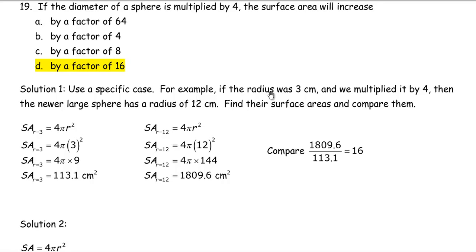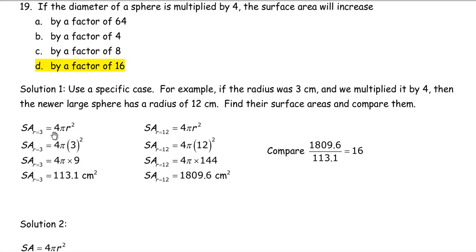So for example, let's say the radius was 3, and there's no particular reason I took 3. I could have taken 2 or 8.6. It really wouldn't matter. So here's my example. I'm using 3 centimeters. And if we multiply it by 4, then the newer, larger sphere would have a radius of 12 centimeters. So we're going to find their surface areas and compare them.